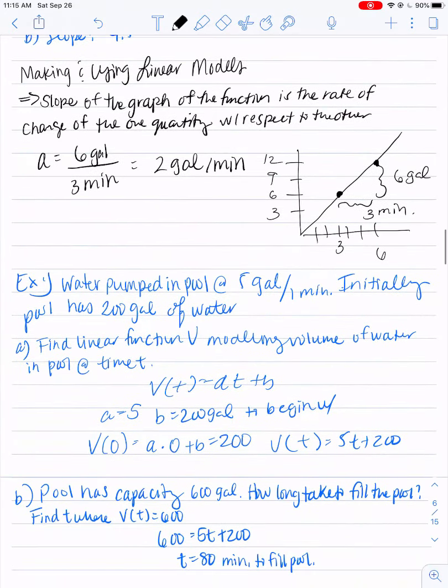So in making and using linear models, the slope of the graph of the function is the rate of change of one quantity with respect to another. So if our a is 6 gallons over 3 minutes, that means our rate is going to be 2 gallons per minute. And here we can see a graph of this as well. So the gallons are these, and then our minutes are these.